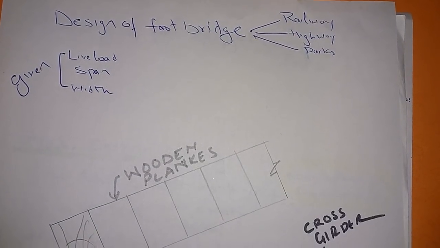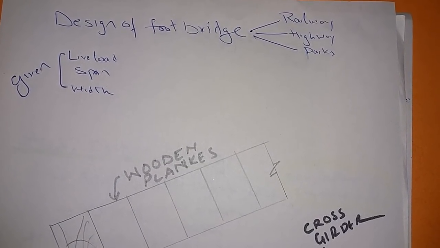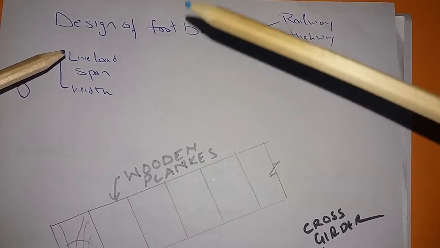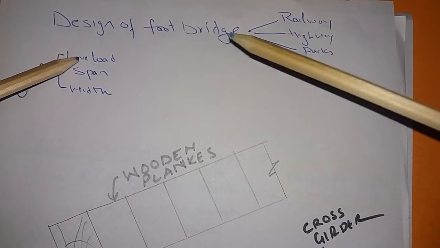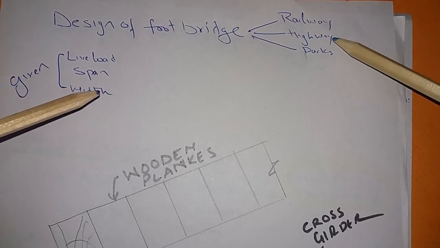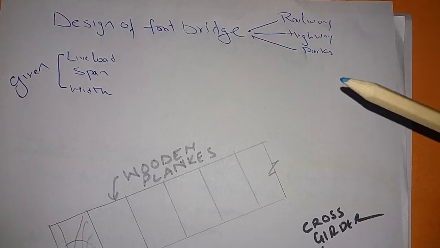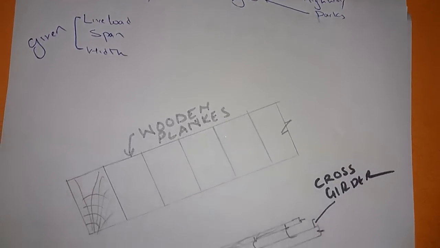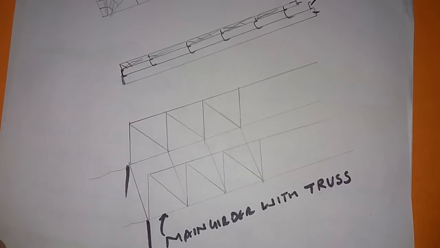Design of a footbridge. In this video, we will discuss the design steps of a footbridge step by step. Footbridges are used for railway crossings, highways, even gardens. Before starting this, let us discuss what are the different components which we have to design.